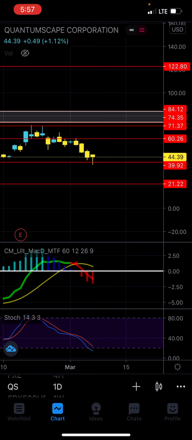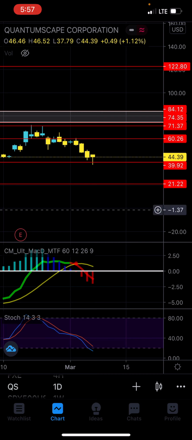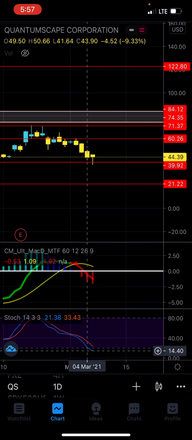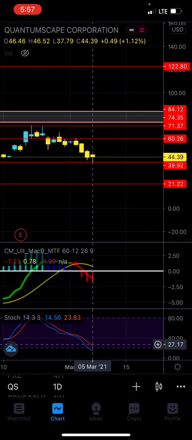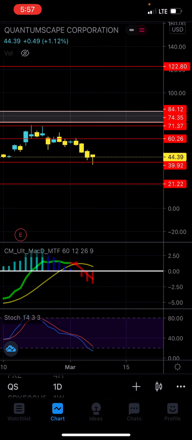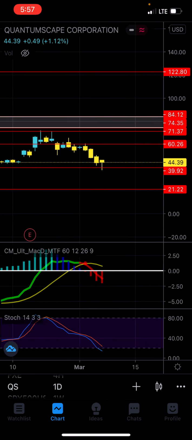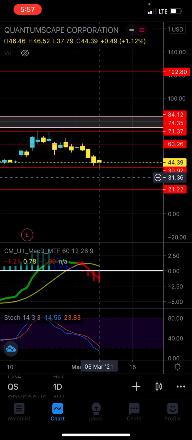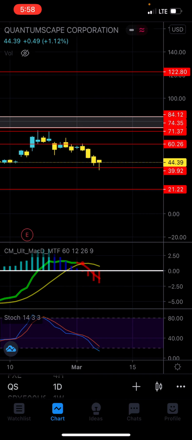For the stochastic, right here, are we creating bottoms? Not yet. There's still plenty of room to go down, right? So that's the only reason I wouldn't buy right now, because it doesn't hit my criteria of, oh yeah, buy now. So it has to hit the support, it has to hit the MACD, it has to hit the stochastic.